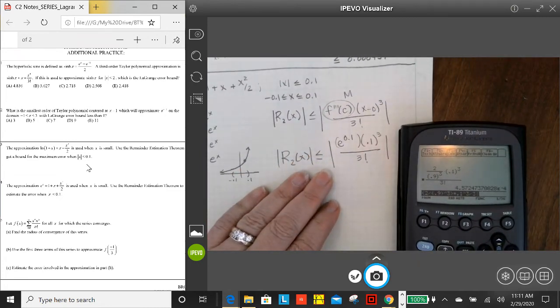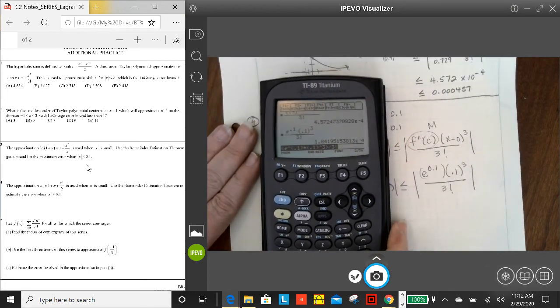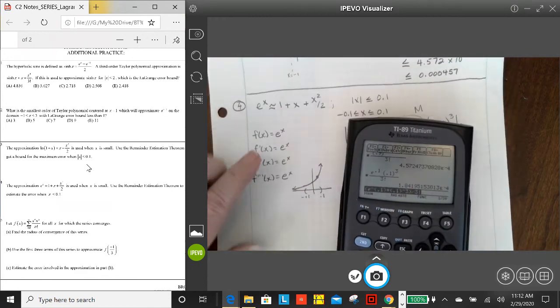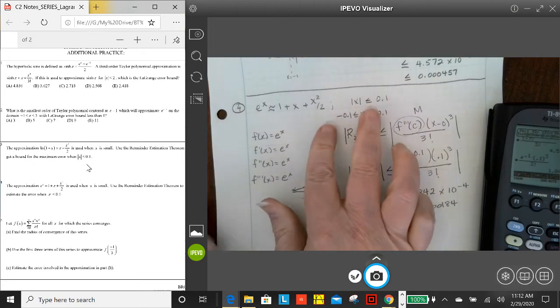So we're going to clear this out, parentheses, diamond e to the 0.1 times 0.1 raised to the third, close the numerator, divided by 3, diamond divide is factorial, and we're going to get, what is that, 1.842? Less than or equal to 1.842 times 10 to the negative 4. So that error is going to be 0.000184, using only the second degree Taylor polynomial for small x.